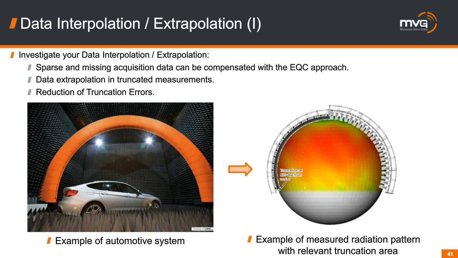An example of an automotive system is shown on the left in this slide, while on the right, a typical near-field pattern measured in such a system is reported. The partial near-field acquisition of such a system leads to truncation errors if standard near-field to far-field transformation is applied. InSight can be used as a tool for reconstructing the field over the whole sphere, allowing a mitigation of the truncation error in general measurement scenarios.